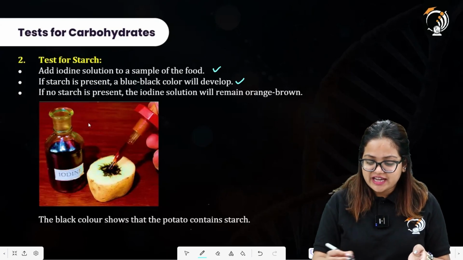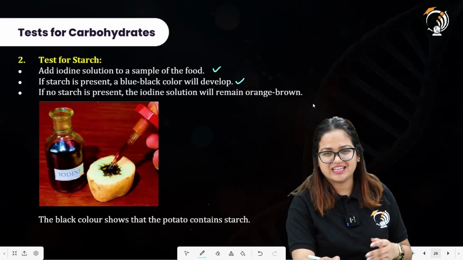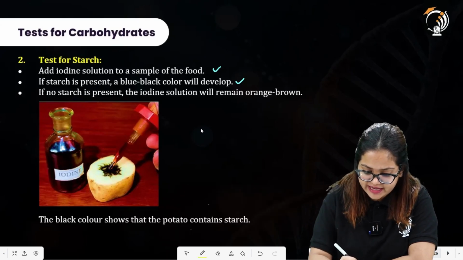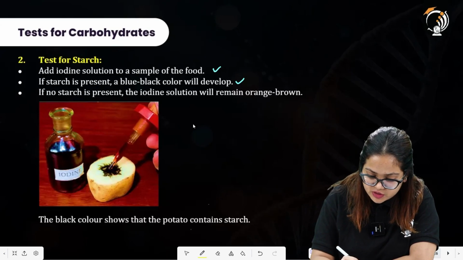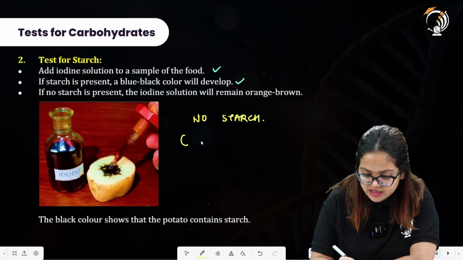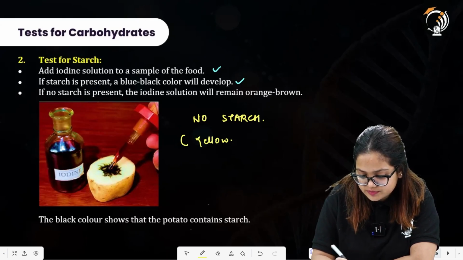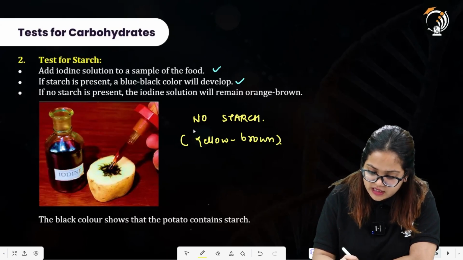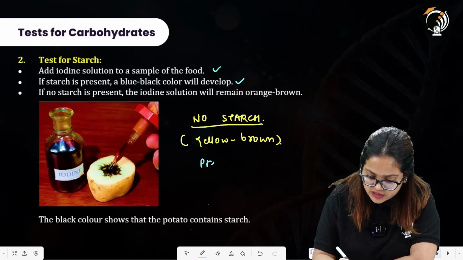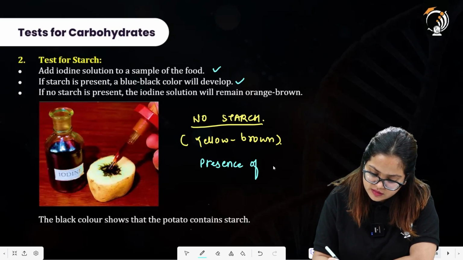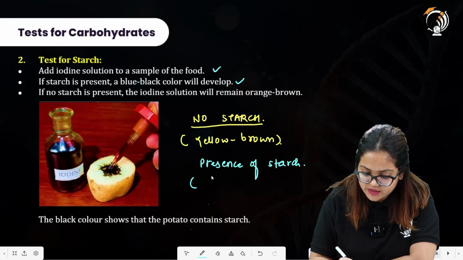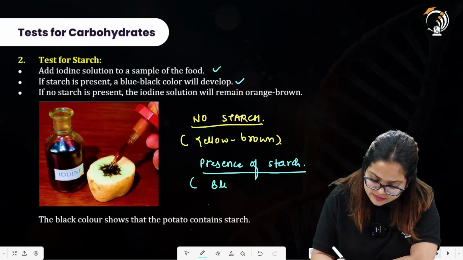If no starch is present, the iodine solution will remain orange brown, or you can say yellow brown. So we can use this data later in the questions: if no starch is present, the color remains yellow brown. If starch is present, it will turn blue black.